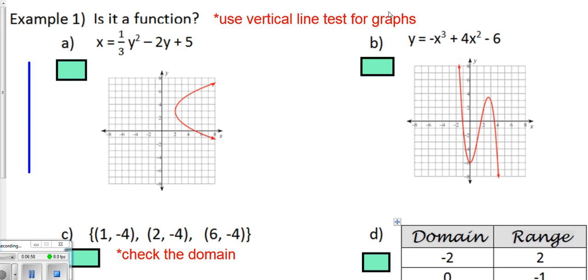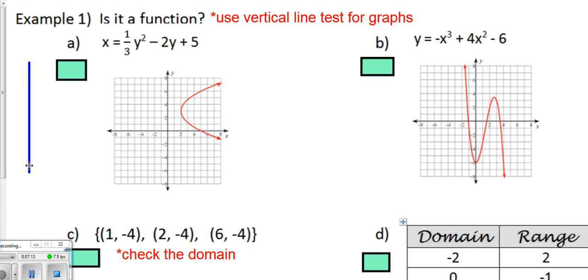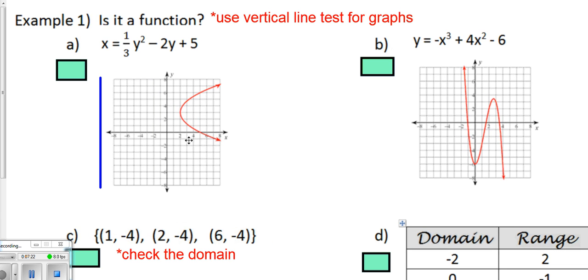So let's get into some examples of what it looks like to be a function or check for a function. When we're using these graphs, always use the vertical line test. That'll be the easiest way to check it. So I have a vertical line right here, this blue piece. I'm just going to slide it across and see if it hits more than 1 point on my red graph. Yours is still black on your paper, but mine will be red on here.